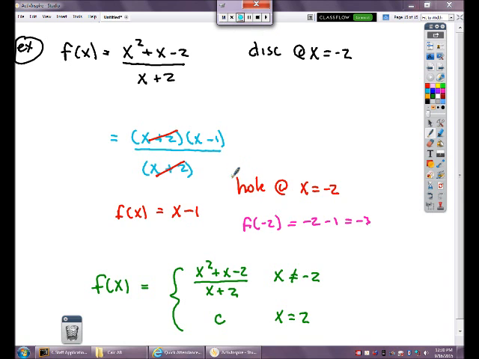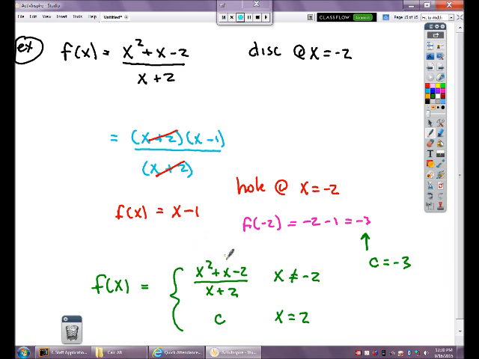To rewrite the function to make it continuous, in green, I break it into two parts. f of x equals the original function everywhere except at x equals -2, and then for some value c, I let x equal -2. To find the value of c so that it would be continuous, I already know what c is going to equal, because I solved that when I did f of -2. So in this case, c would be -3.